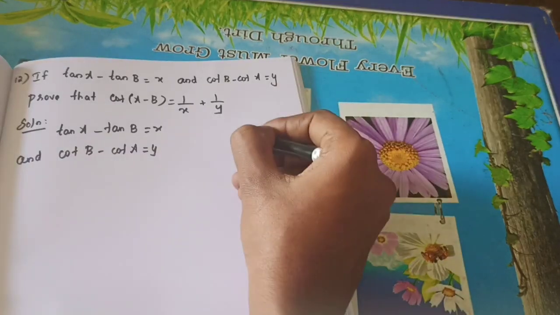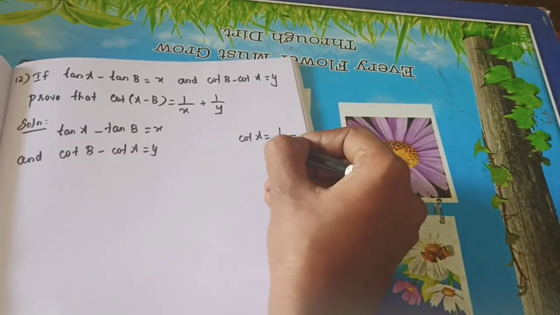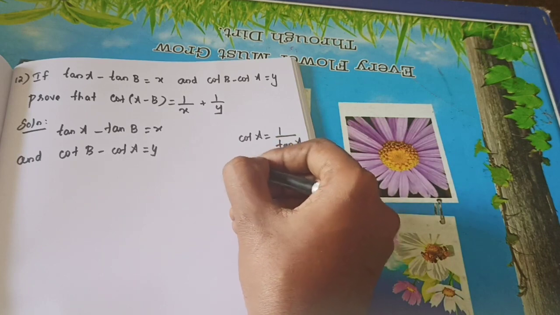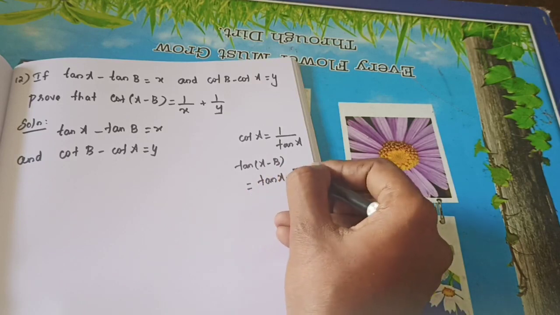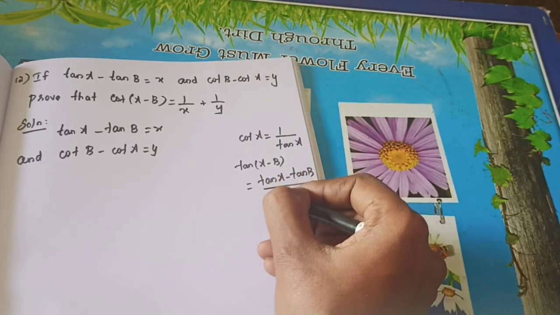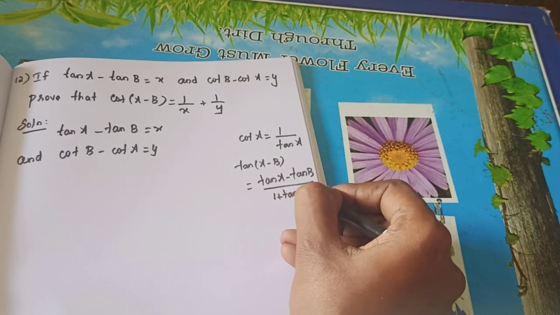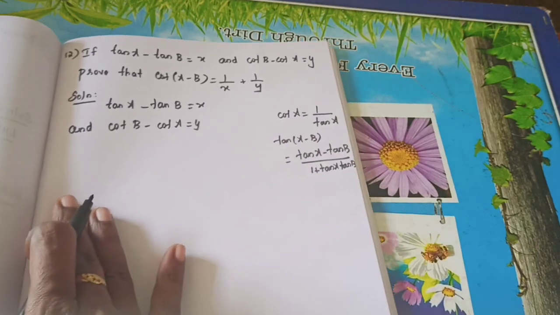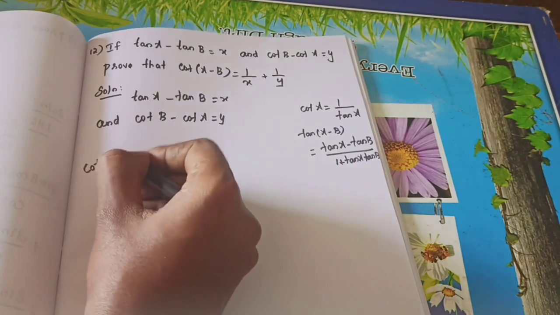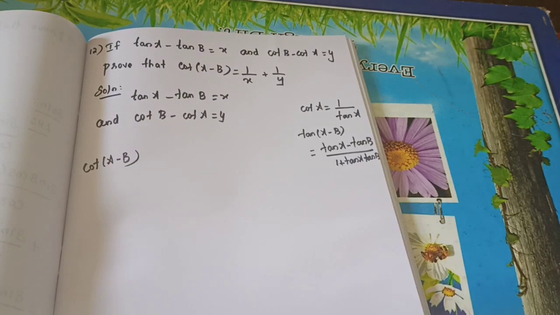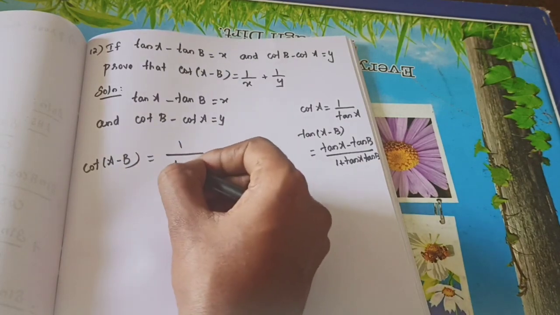Okay. You know cot means how will you write in the form of tan? Cot A is 1 by tan A. Then what's the formula for tan(A minus B)? Tan A minus tan B divided by 1 plus tan A tan B, correct? Okay. First, we need to find the value of cot(A minus B). You don't know the formula for cot(A minus B), but we know the formula for tan(A minus B). So cot(A minus B) we will write as 1 by tan(A minus B).